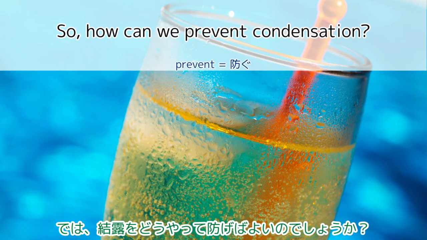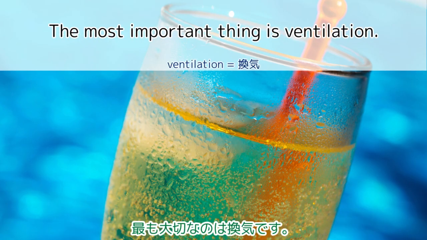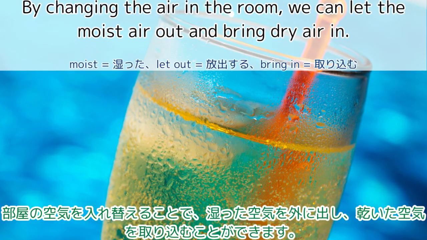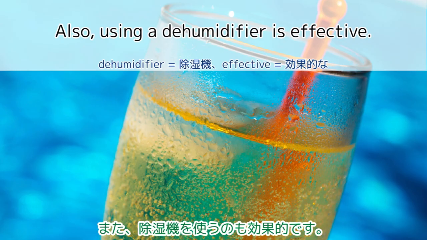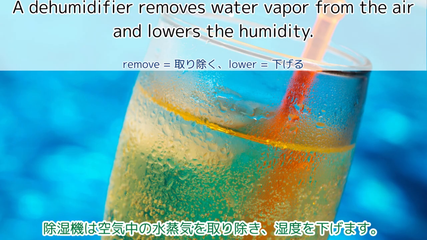So, how can we prevent condensation? The most important thing is ventilation. By changing the air in the room, we can let the moist air out and bring dry air in. Also, using a dehumidifier is effective. A dehumidifier removes water vapor from the air and lowers the humidity.